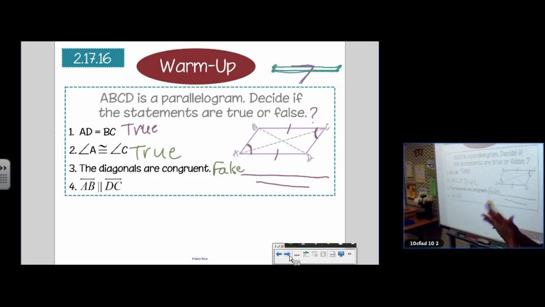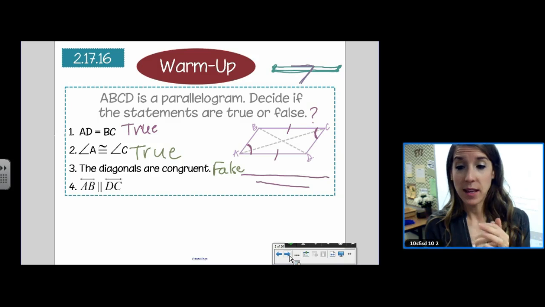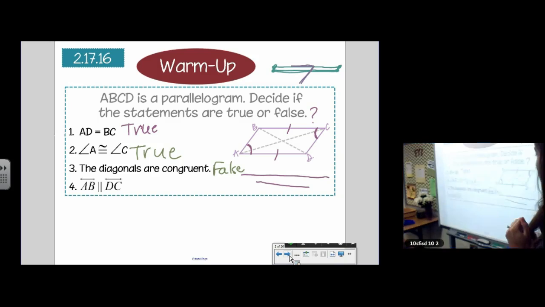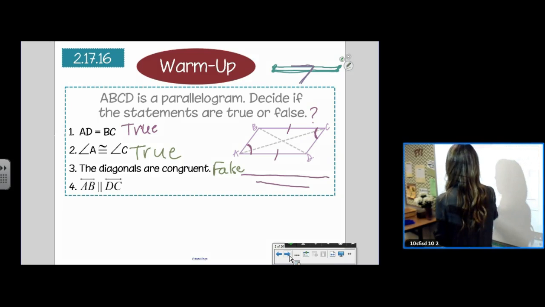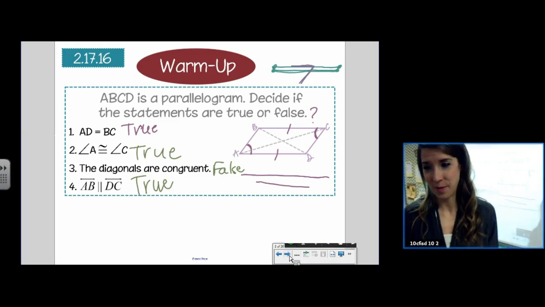Yep. Last one, number four, line AB is, y'all remember what that symbol means? Parallel to line DC. Well, I would sure hope that they're parallel since the shape is called a parallelogram. Let's hope that they're parallel.